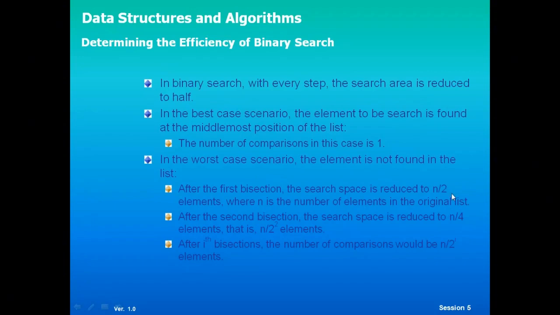So see, here it was n by 2, here it became n by 4. After the ith bisection, the number of comparisons would be n divided by 2 raised to i. 2 raised to i. Remember this. So what will the efficiency be here? 2 raised to i, where ith bisection means the number of divisions you did here. This is called the efficiency here. First bisection gives n by 2, second gives n by 4, and further n divided by 2 raised to i. I will send you this theory, don't worry. But did you understand this?